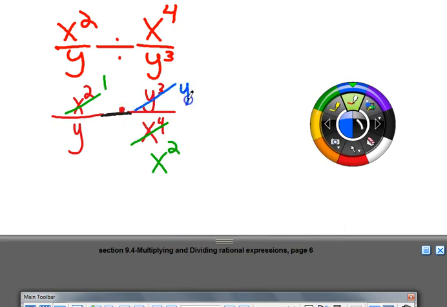And this will become a y squared and 1. So I get y squared over x squared.